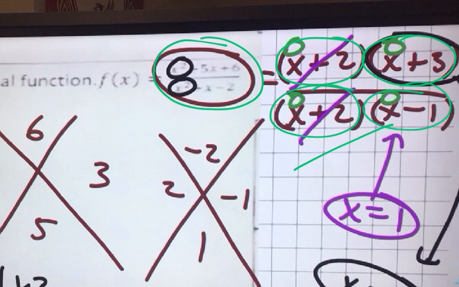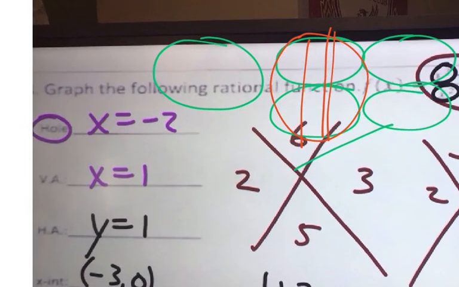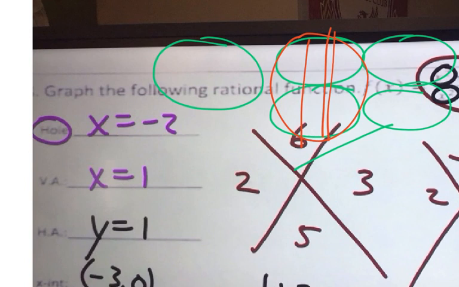Now, notice that the x plus 2's here will simplify, right? I can cancel out x plus 2 over x plus 2. So whenever you simplify something, that's your hole. So therefore, I now know that I have a hole at x equals negative 2, because negative 2 plus 2 is 0, right?